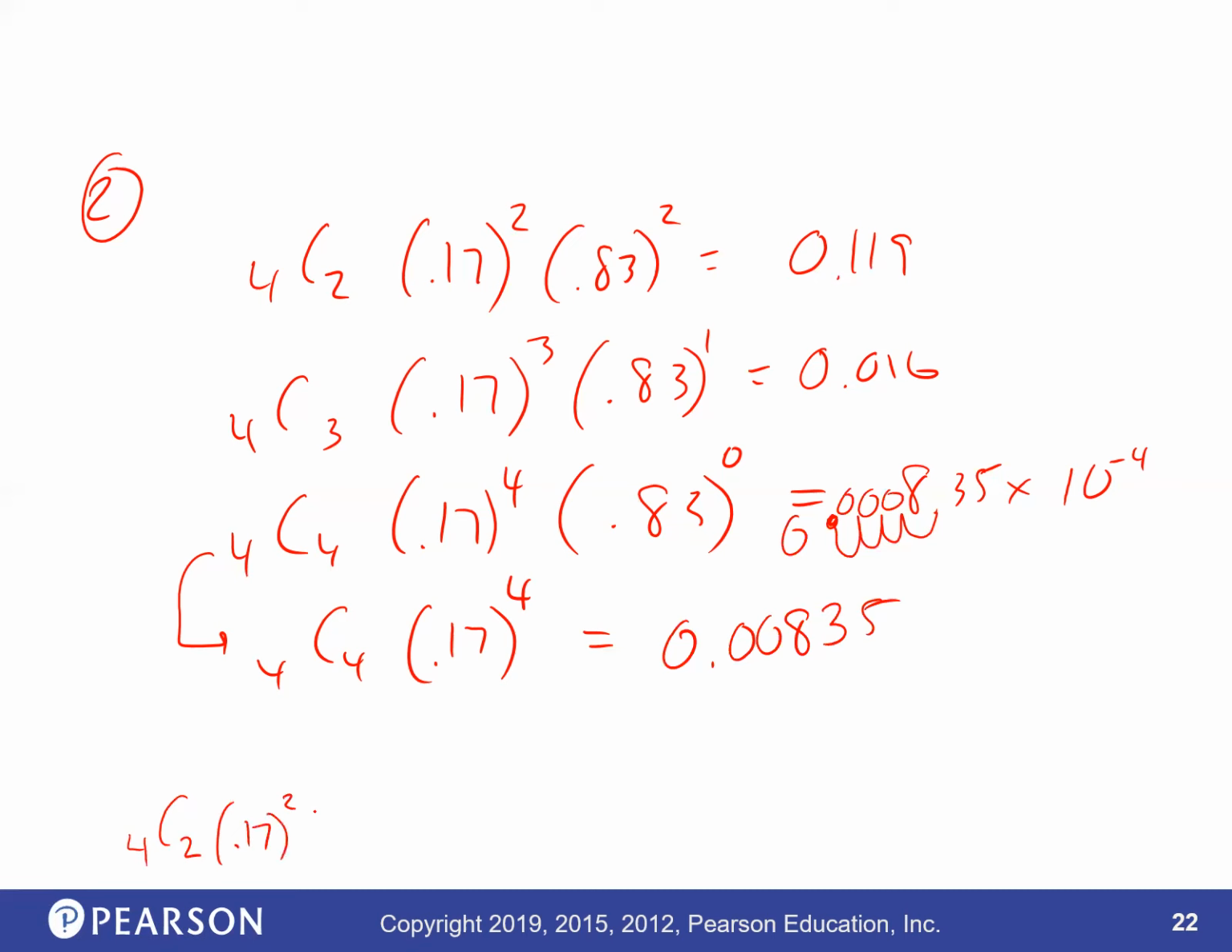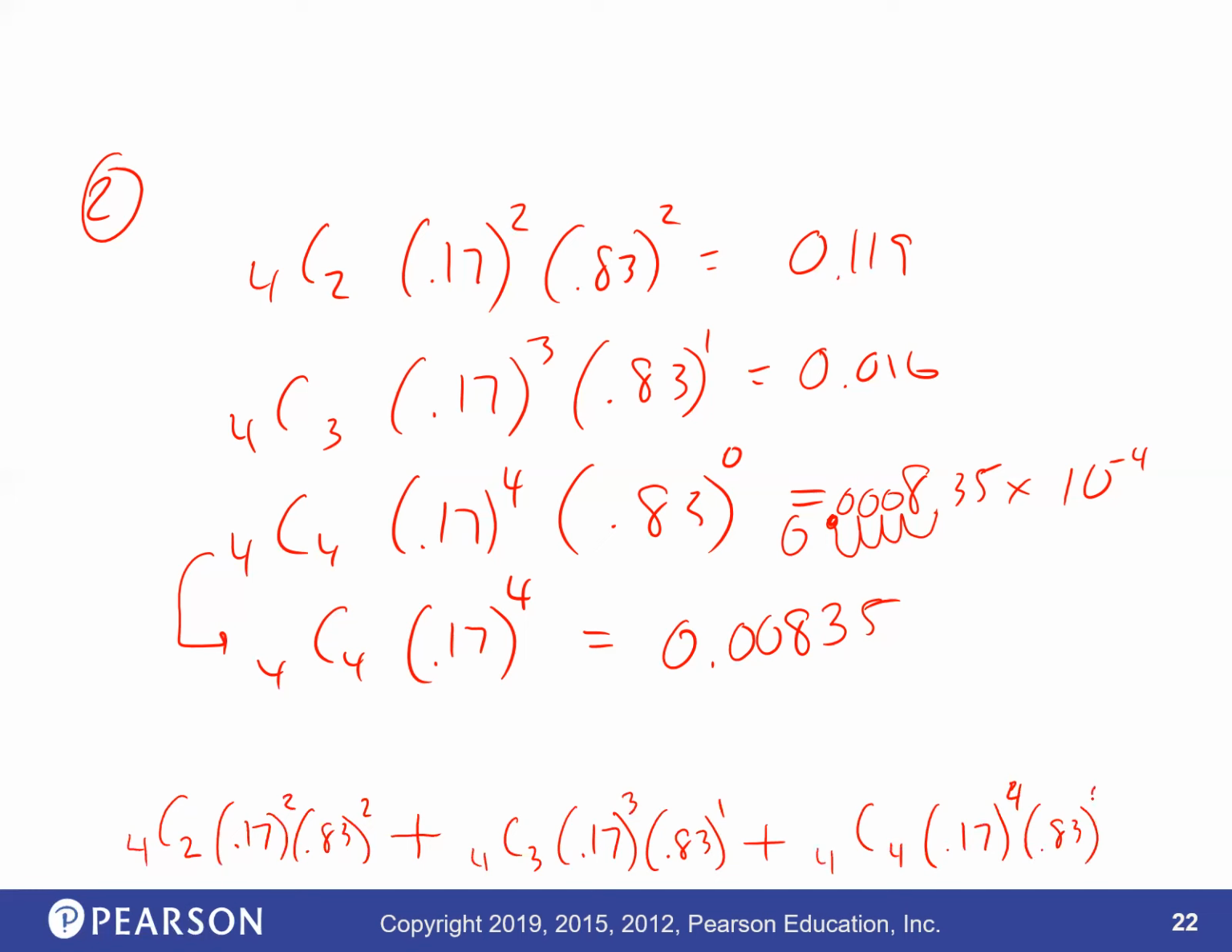4C2, 0.17 to the second, 0.83 to the second, plus one humongous problem, plus 4C3, 0.17 to the third, 0.83 to the one, if you like, plus 4C4, 0.17 to the four. And then if you want to put down that one, if you don't, that's fine too, whichever. 0.83, since we're just learning this process, I'll just put out the zero for its sake. So, okay, can you guys give me that number?